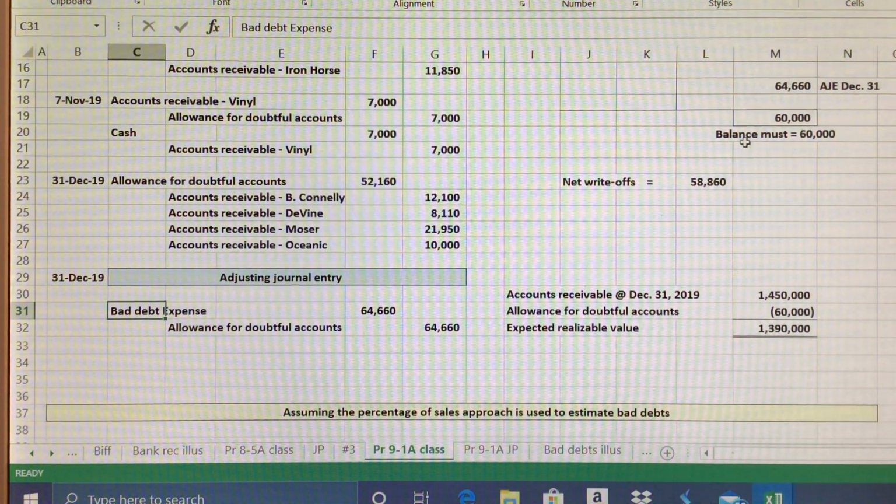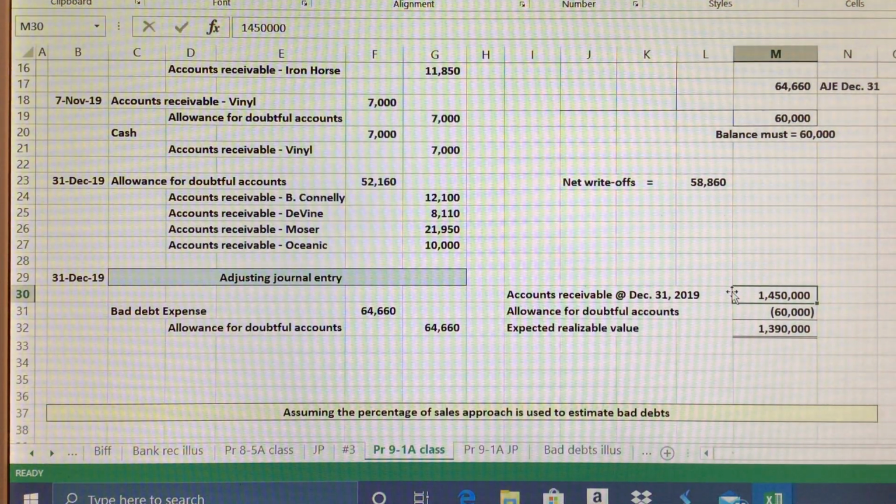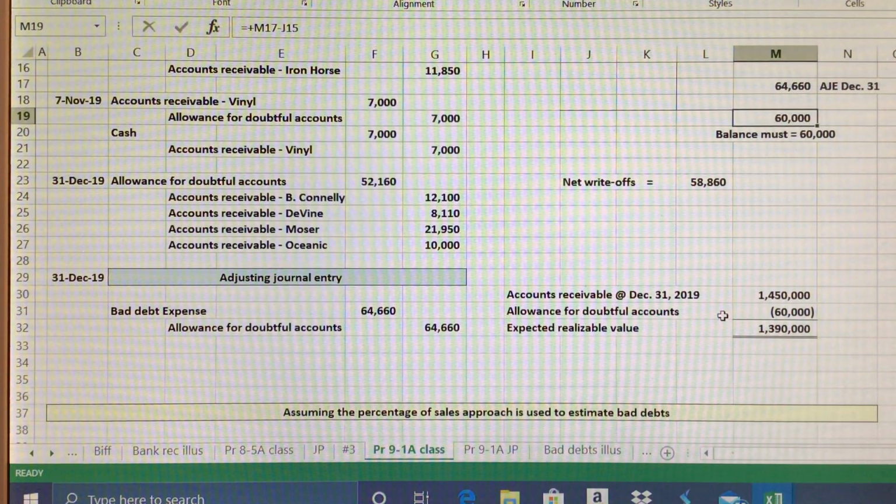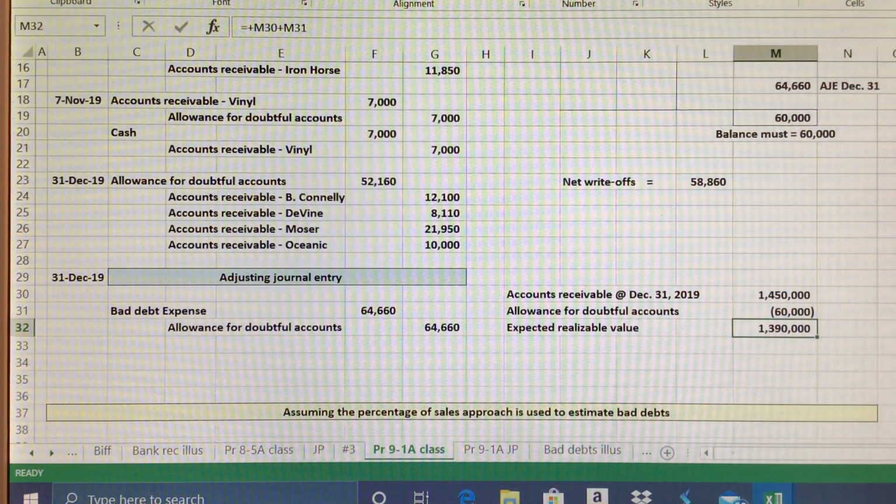And if we want to calculate the expected realizable value, what do we do? We just take the receivable balance of $1,450,000 and subtract out, that's a credit balance, the balance in the allowance account. It gives you your expected realizable value of $1,390,000, and that's the number you're going to find on the balance sheet, the expected realizable value.